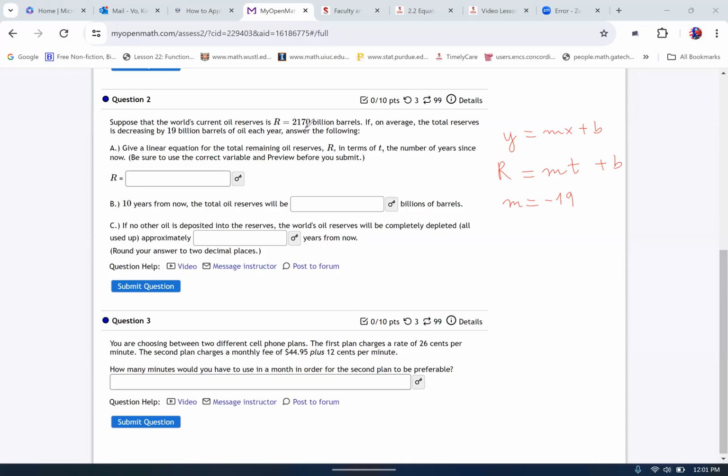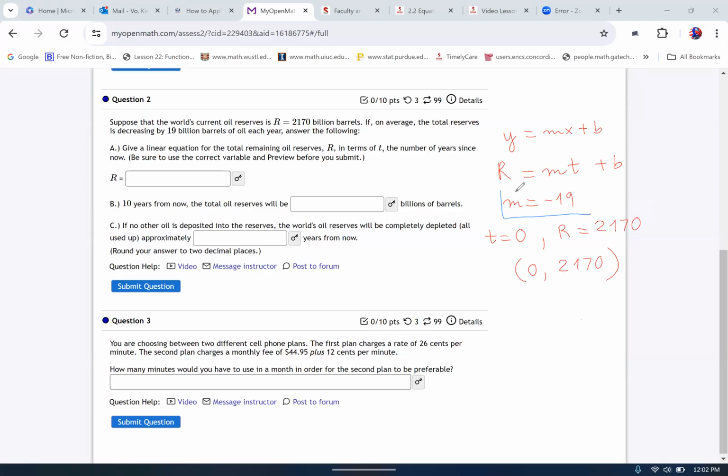And T represents the number of years since now. So what does that mean? That means that now is when T equals 0. If T equals 0 represents right now, the oil reserve, which is represented by R, is equal to 2,170. So this information tells us that we have an ordered pair that satisfies this equation. The ordered pair is going to be (0, 2,170).